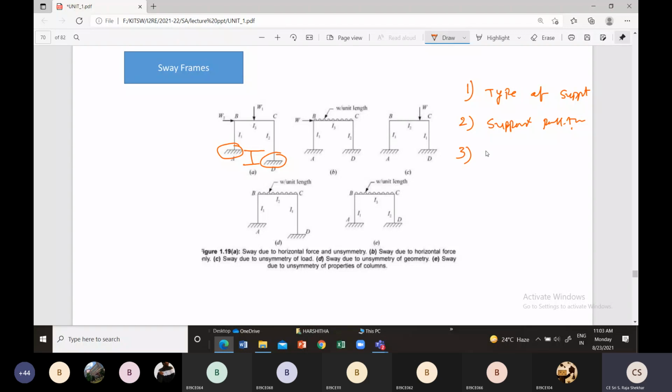Third step, look at the material property. Look at the moment of inertia for this, it is I3, I2. So there is a different material property. Even though the support conditions are fine, and even though the loading is also symmetrical, if the material property is different, then that will cause sway.